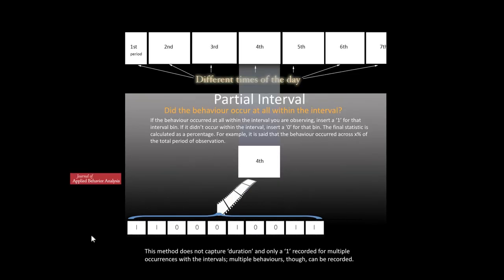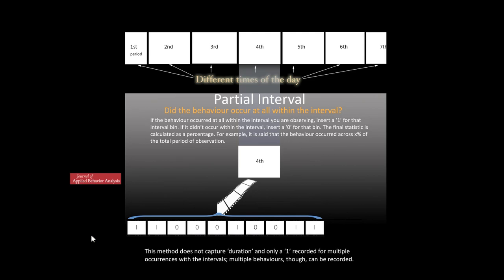In partial interval recording, the question is, did the behavior occur at all within the interval? If the behavior occurred at all within the interval you're observing, insert a 1 for that interval bin. If it didn't occur within the interval, insert a 0 for that bin. The final statistic is calculated as a percentage. For example, it is said that the behavior occurred across so many percent of the total period of observation. This method does not capture duration, and only a 1 is recorded for multiple occurrences within the interval.